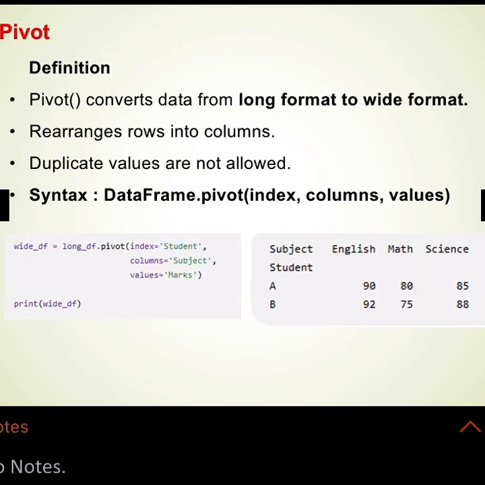The next method is pivot. What does pivot mean? Pivot converts data from long format to wide format, and it rearranges rows into columns. In the first method stack arranges columns into rows, and now the pivot method rearranges rows into columns. Duplicate values are not allowed in this pivot method. The syntax is data frame dot pivot of index, columns and values. You have to mention three arguments: the index value, the column name and the values.